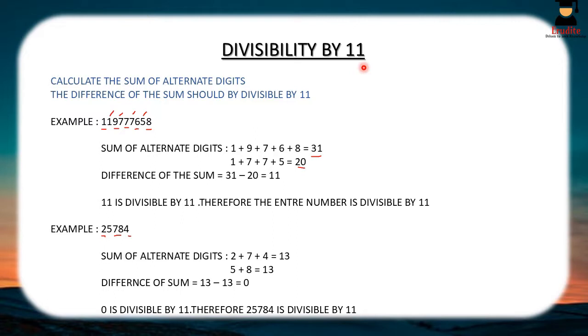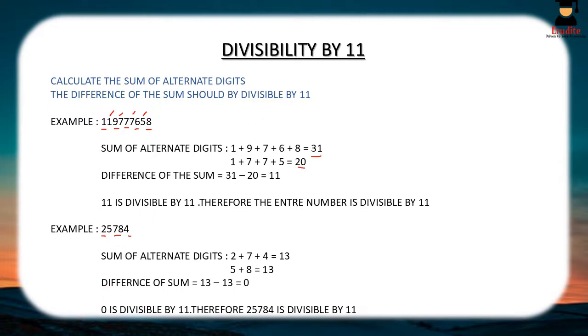Now for the divisibility of 11, you first need to calculate the sum of the alternate digits, and you will get two sums because you're taking alternate digits, so obviously there will be sum 1 and sum 2. The difference of sum 1 and sum 2 should be divisible by 11. Let's make it clear with the help of an example.